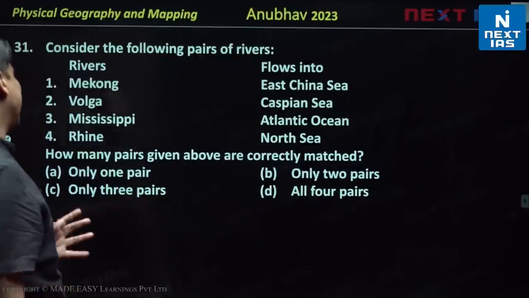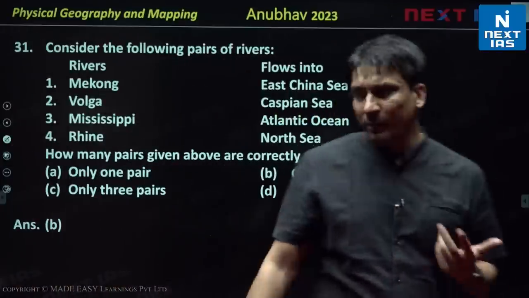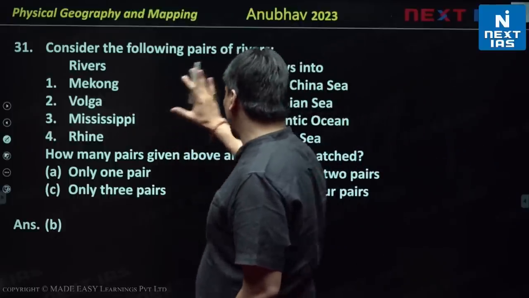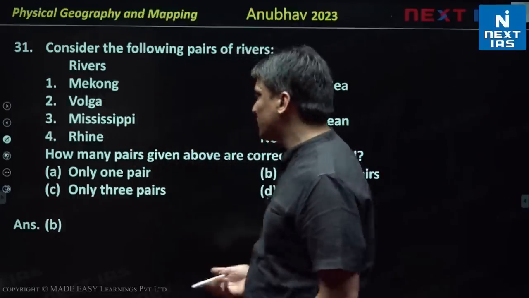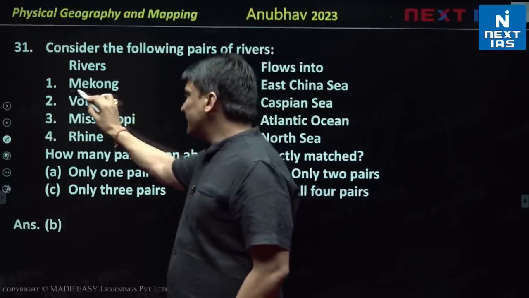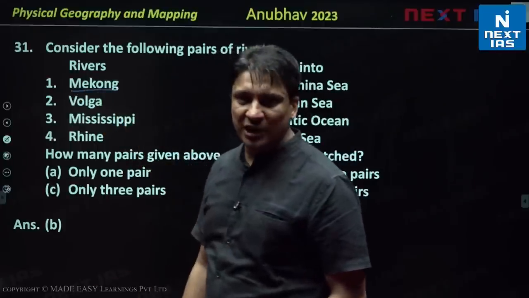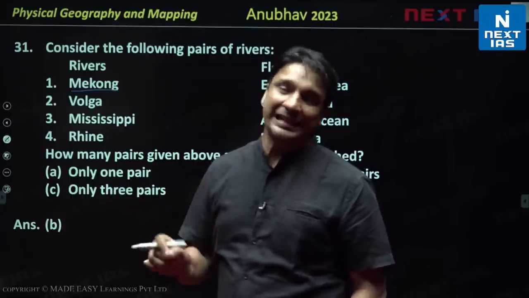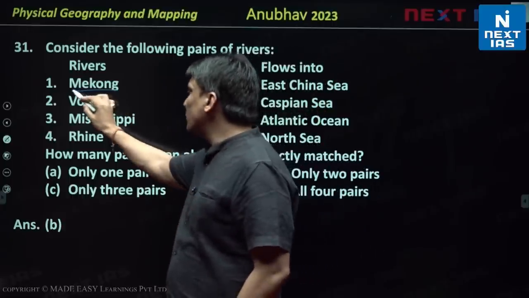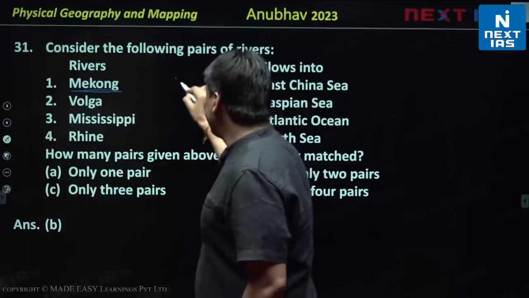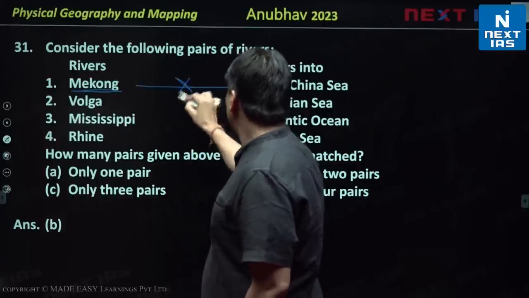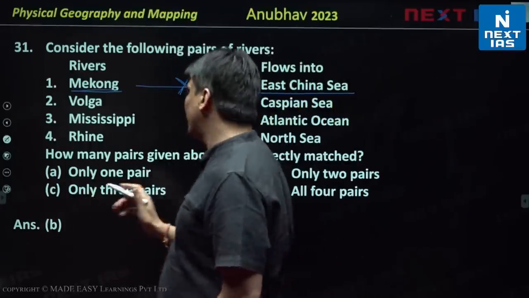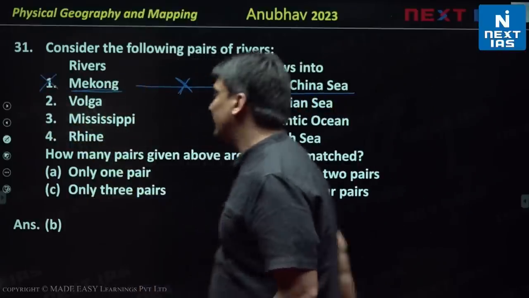Now next question is related to global drainage system. So here you need to connect the rivers with the sea where they discharge their water. Mekong River, Mekong is the major river in Southeast Asia, and this river flows into South China Sea, correct? So it flows into South China Sea. So this is incorrect matching. Here actually they have written East China Sea, but Mekong River flows into South China Sea. So first pair is incorrect.